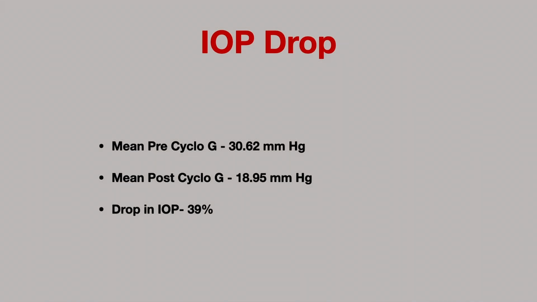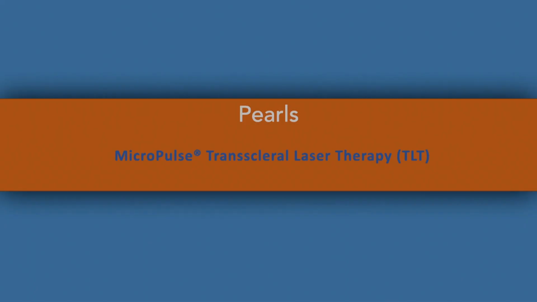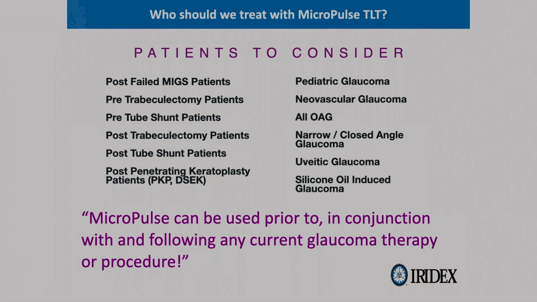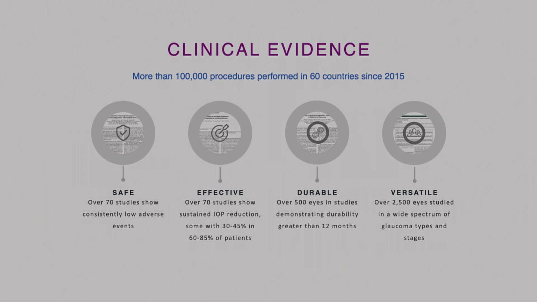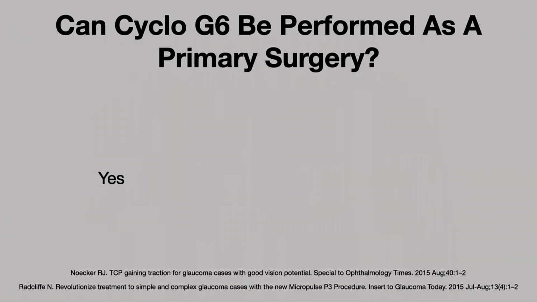And the IOP drop is very good. It's up to 30 to 35%. And there are many pearls, like the secondary glaucomas you can take into consideration. I'll not go into the details of it. The IOP reduction and the success rates are very promising, and clinical evidence shows it's safe, durable, and versatile.